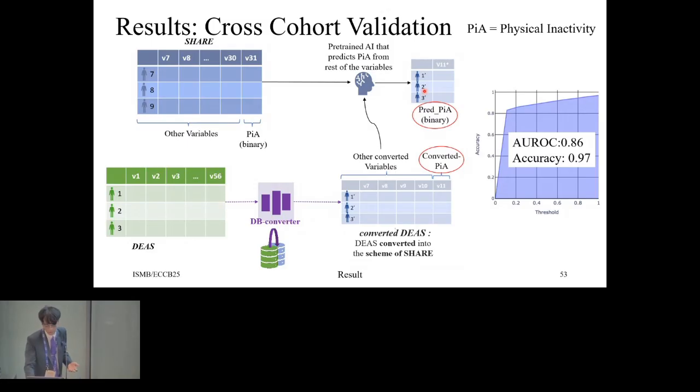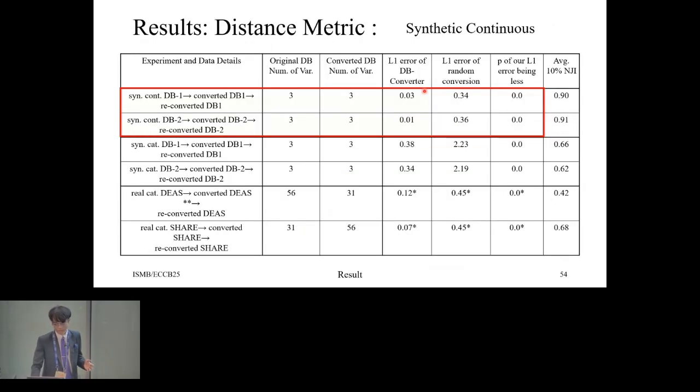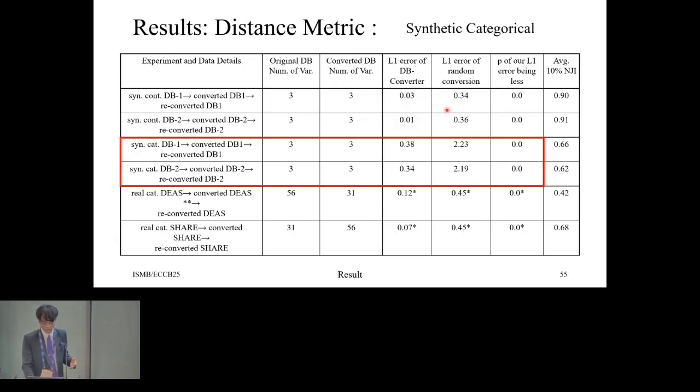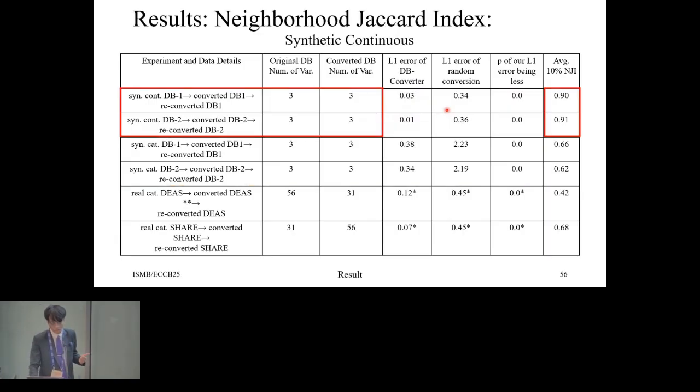Now, in terms of numbers, the first one is on the synthetic data. Our L1 error, or the earth mover's distance, is always 10 times better than random. So we are always better than any random conversion. The same goes for the categorical data. Now about the neighborhood Jaccard index.